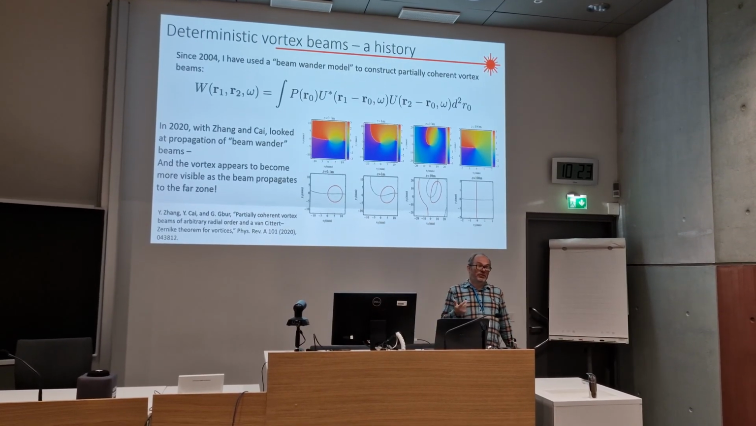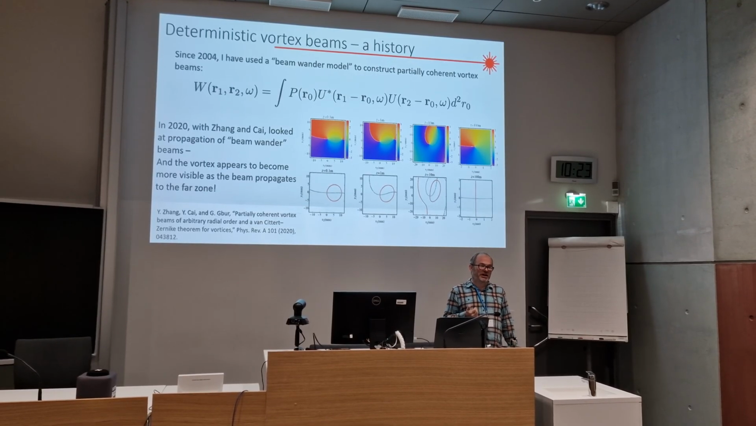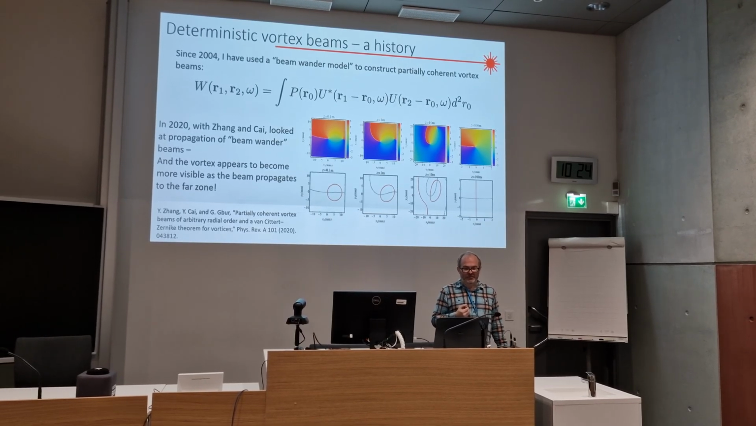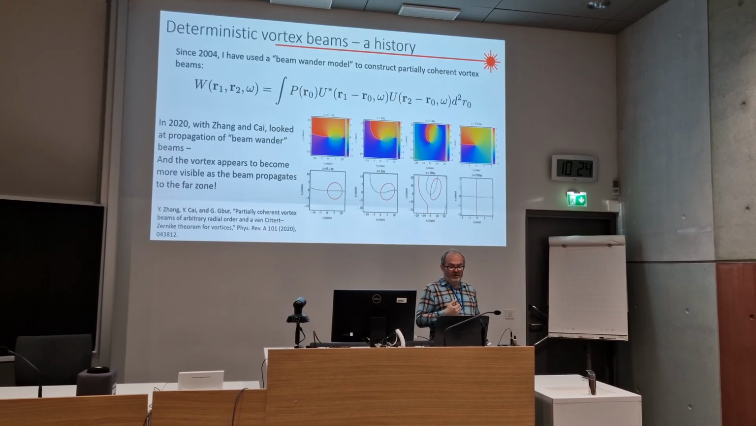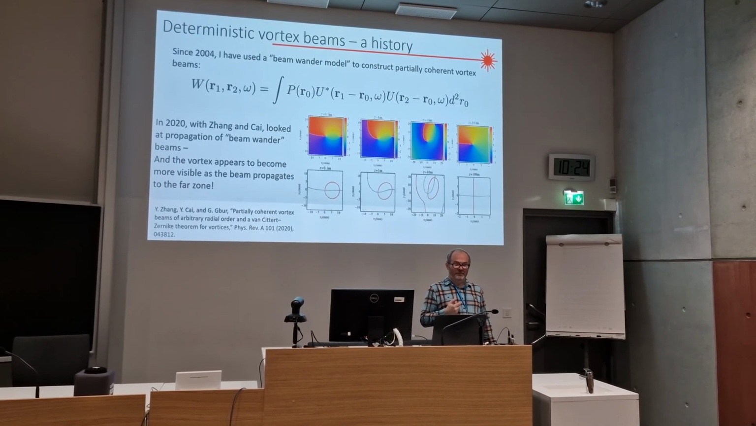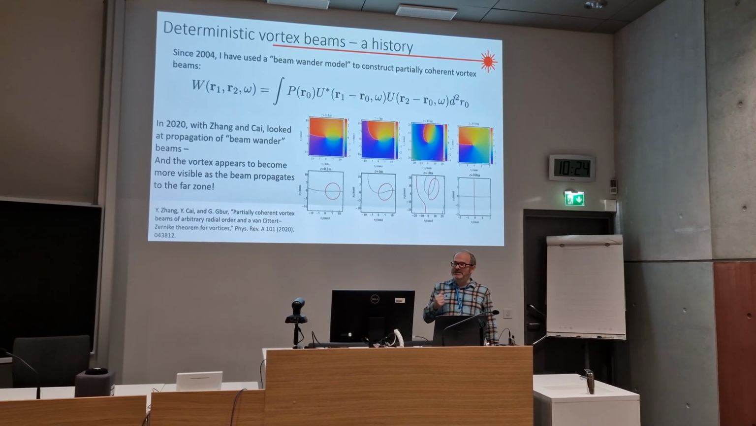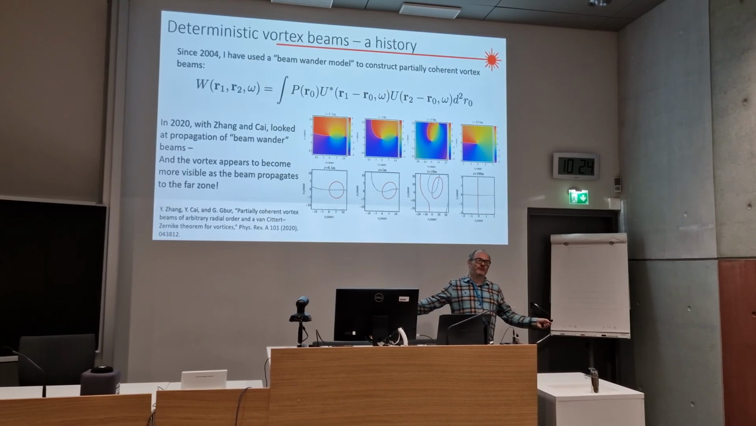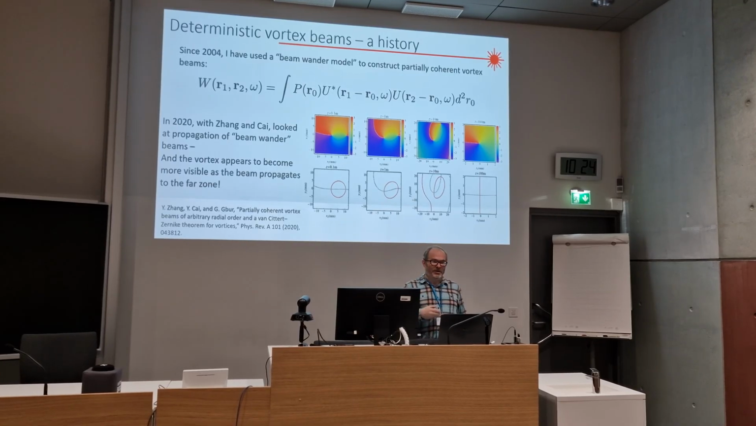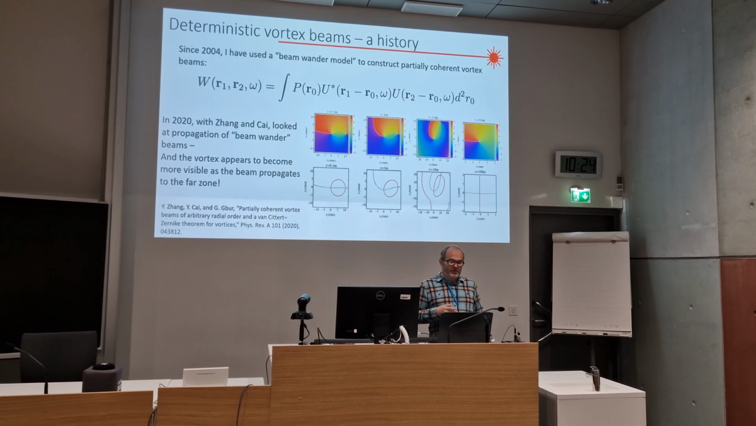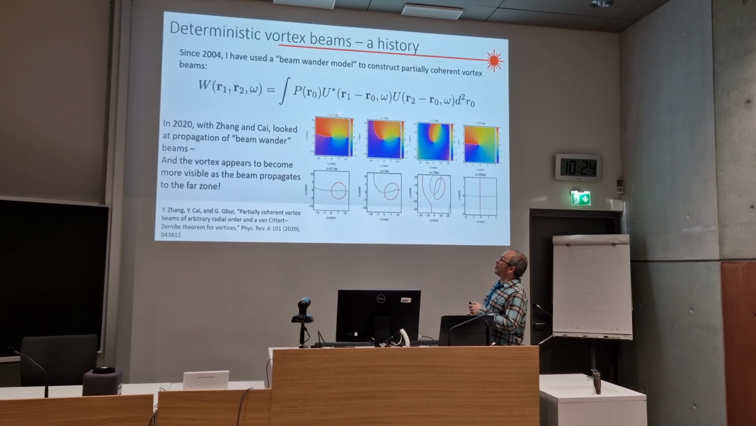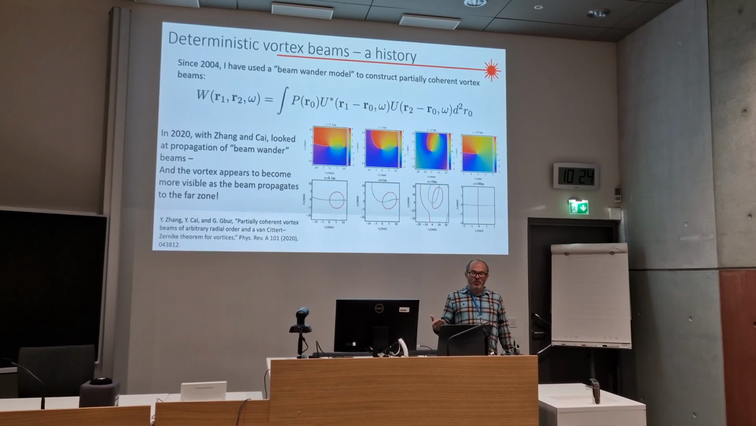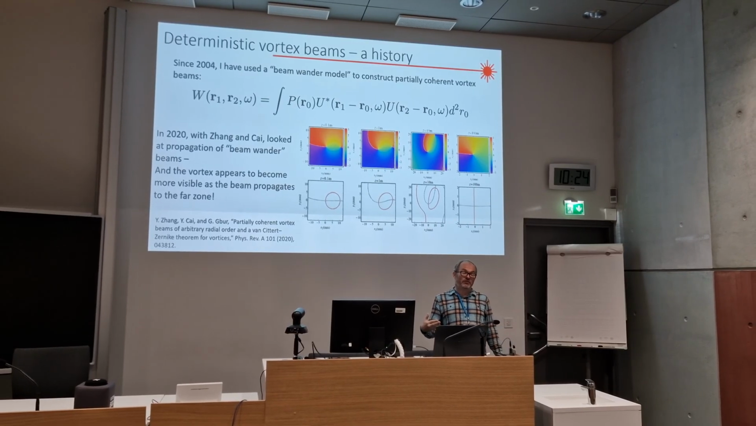And this brings me to the deterministic vortex beams, which is the first topic I want to touch on today. And just to give you a little history, because I think this is instructive in the way that research often works: since 2004, I've been using something that I call the beam wander model to construct partially coherent vortex beams. I often tease Taco that he does Young's double slit experiment for everything, and this is essentially my Young's double slit experiment. I've been using it for everything for 20 years, because it just keeps being useful for me. And the original idea was that back in 2004, we were starting to look at partial coherence and vortices, and I wanted a way to impose that I have a partially coherent field that definitely has a vortex in it.